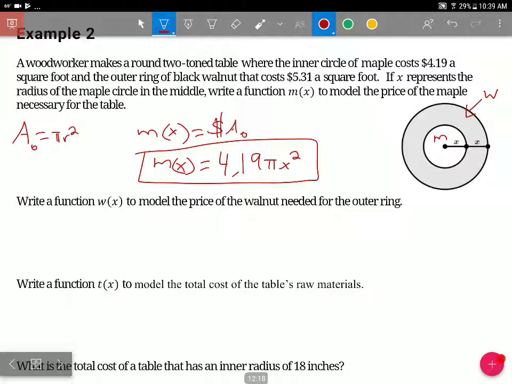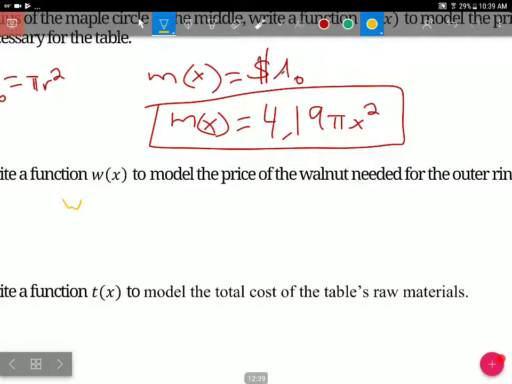Okay, so here comes the fun one. So the walnut, is it the entire circle or is it just the outside ring? It's just the outside ring. So to find it, you have to take the area of the outside and subtract the area of the inside. So the walnut equals the price times the area of the outside minus the area of the inside. Now, these variables I'm throwing up there right now don't necessarily have to be that. I'm just showing the semantics of what I am doing so I can start plugging things in. Does that make sense? That's all I'm doing with that.